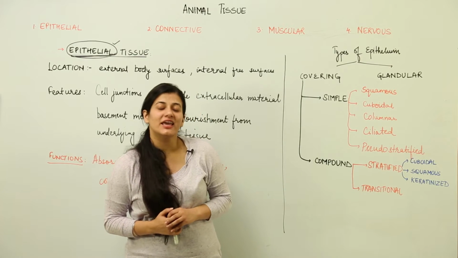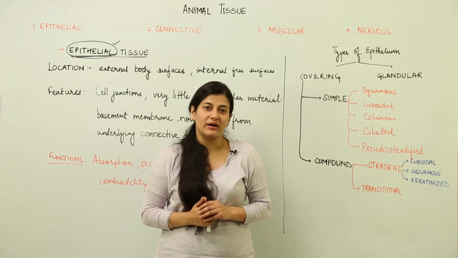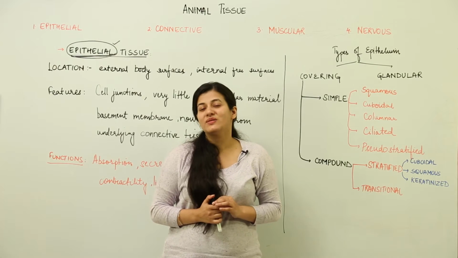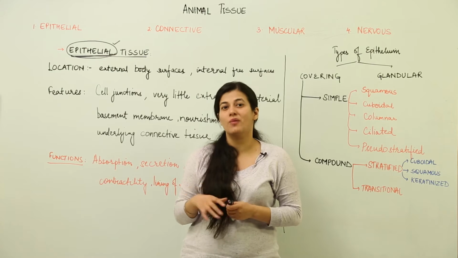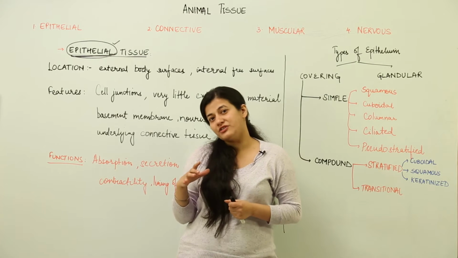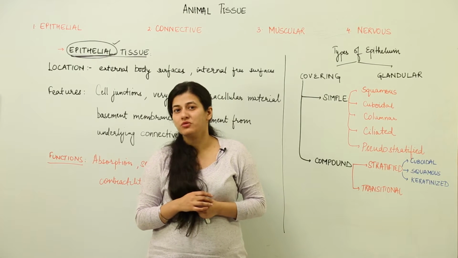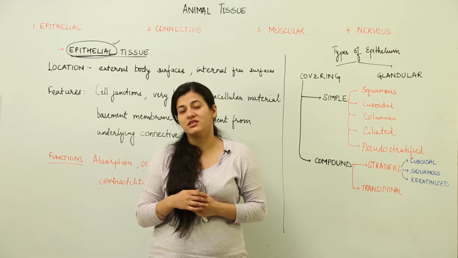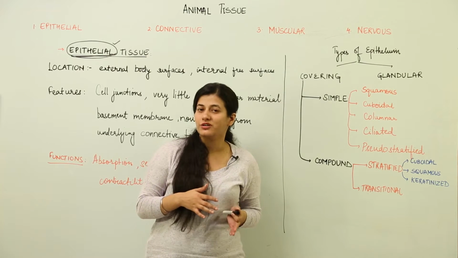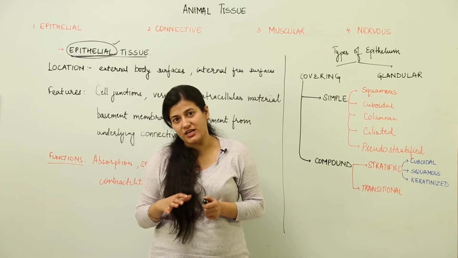Hello students, in this lesson we are going to talk about animal tissue. That means we are going to look inside our body, our organs, what the tissue composition of each organ is, what the different types of tissues present in the human body or any animal body are. It is the same tissues which are present in any animal, whether it be a cockroach or a human being, it would have the same types of tissues.